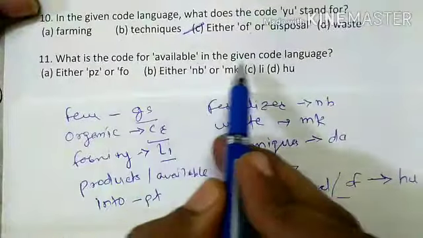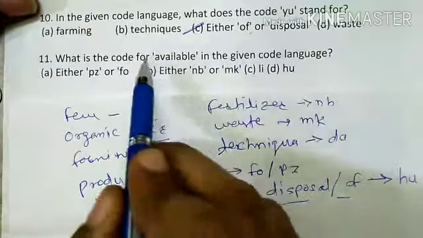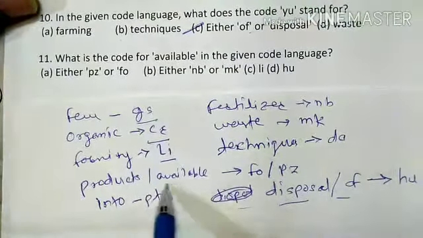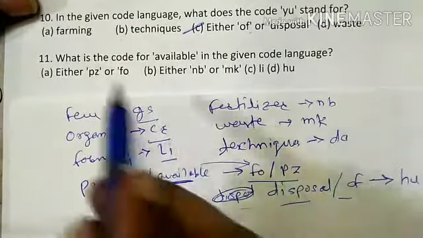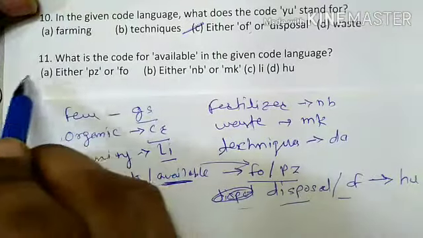Question number 11. What is the code for available in the given code language? Available may be either FO or PZ. Either PZ or FO. Option A is correct.